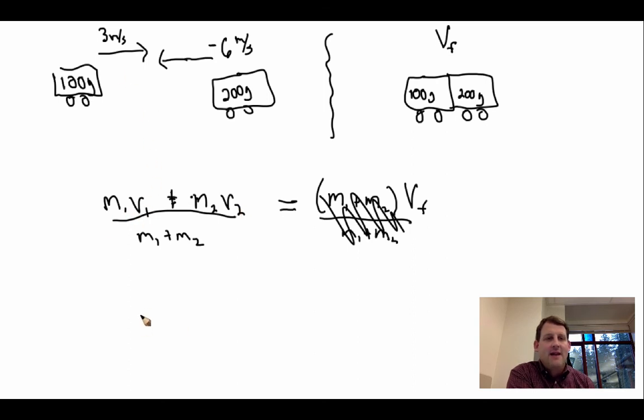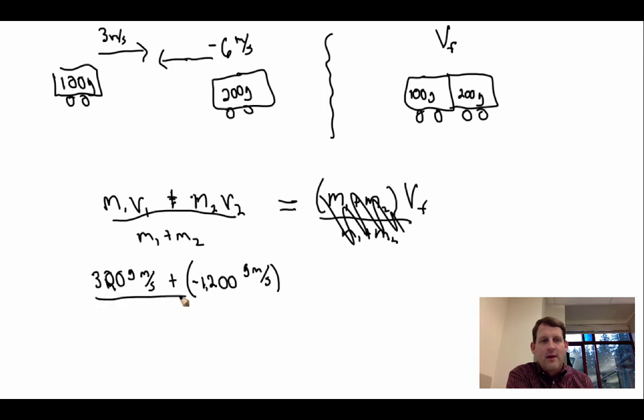Now as I add these in, I find that 3 meters per second times 100 grams is 300 gram meters per second. Plus, I take 200 times 6, and that gives me 1,200. Notice it's negative here. Negative 1,200 gram meters per second. And all of that is divided by the sum of these two, which is 300 grams.